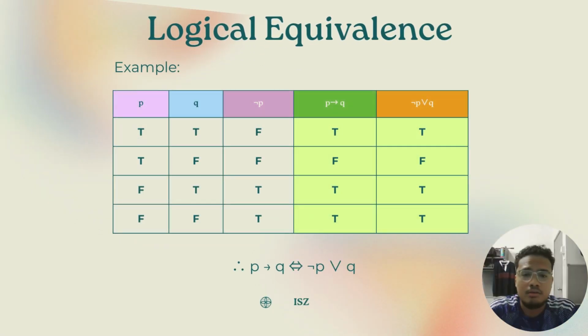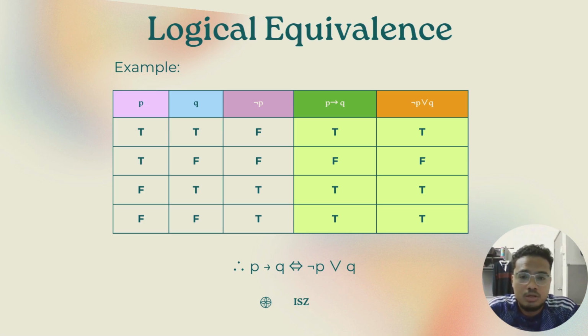So here we have an example of a truth table. As we have only two variables, P and Q, for P we put the first two rows as true and the last two rows as false. For Q, we put true, false, true, false. For not P, we just negate P: if the value of P is true, the negation is false. You can see the first two rows became false and the last two rows became true.